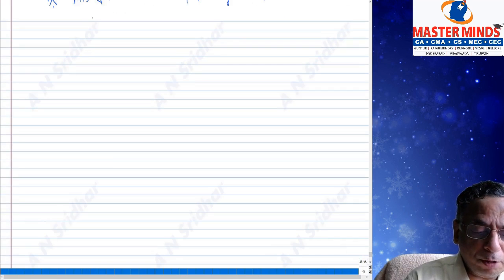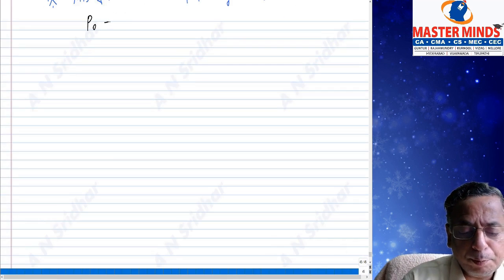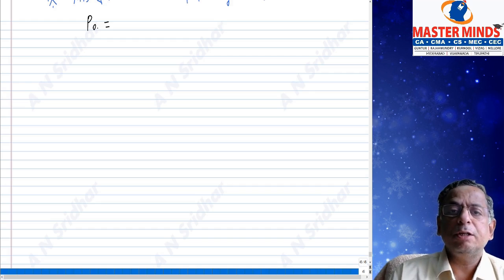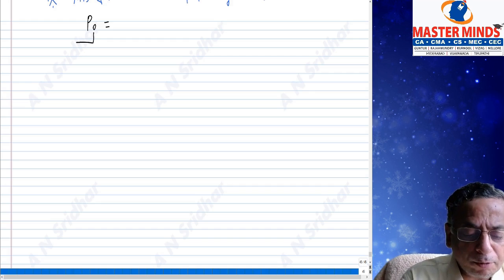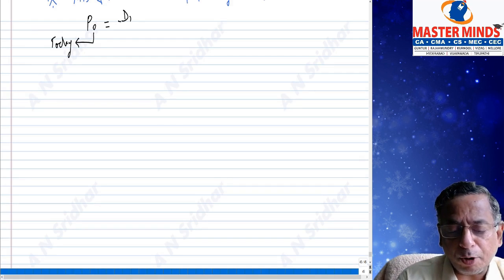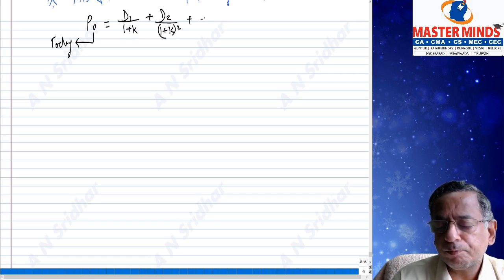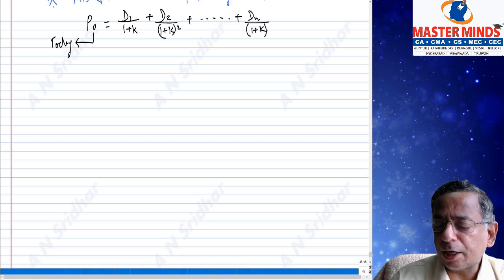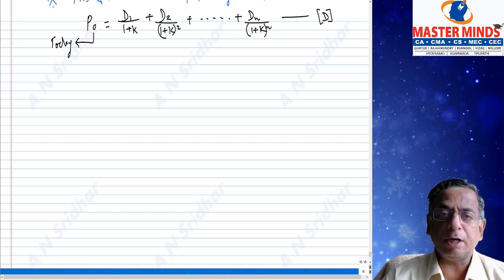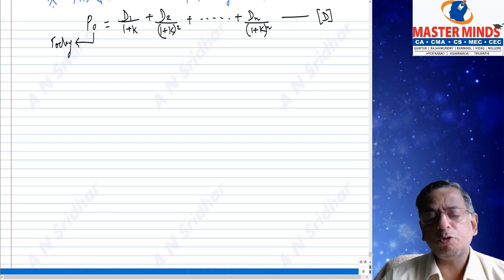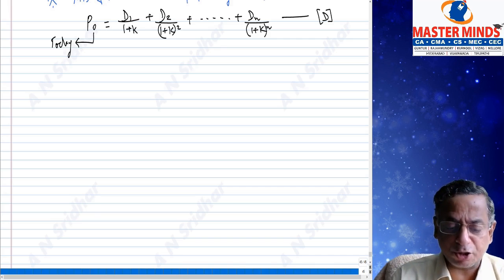Let me rewrite the formula. That is the master formula. P0, we read, P0 is price today, so 0 for today. D1 upon 1 plus K, D2 upon 1 plus K square, plus Dn upon 1 plus K raised to N. So this was our formula D. You need not write, you have already written. So using this master formula, he gave 3 variations.